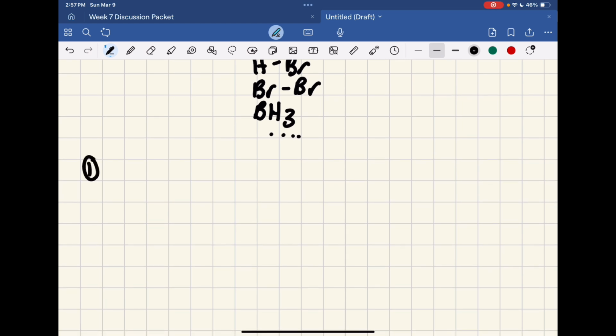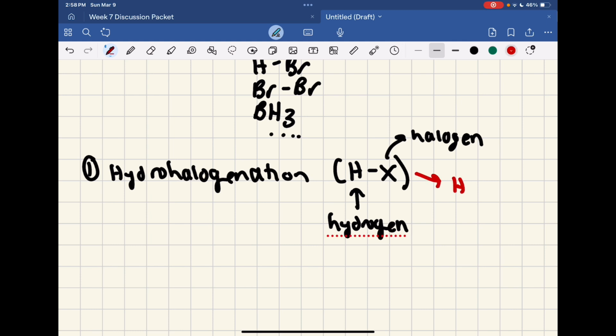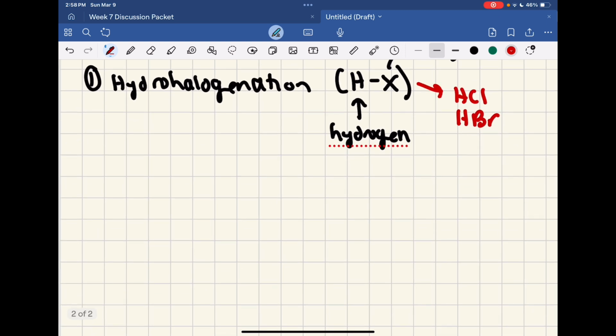So reaction 1, we're going to talk about hydrohalogenation. I think it's worth noting you should know these names of the reactions, even though they're long. This is the addition of a hydrogen and a halogen to an alkene. So what is the main reagent? Well, it's an HX reagent, okay? A proton, hydrogen, and X, meaning halogen. Examples of that, obviously, are HCl and HBr. Okay? So let's see an example of this reaction mechanistically.